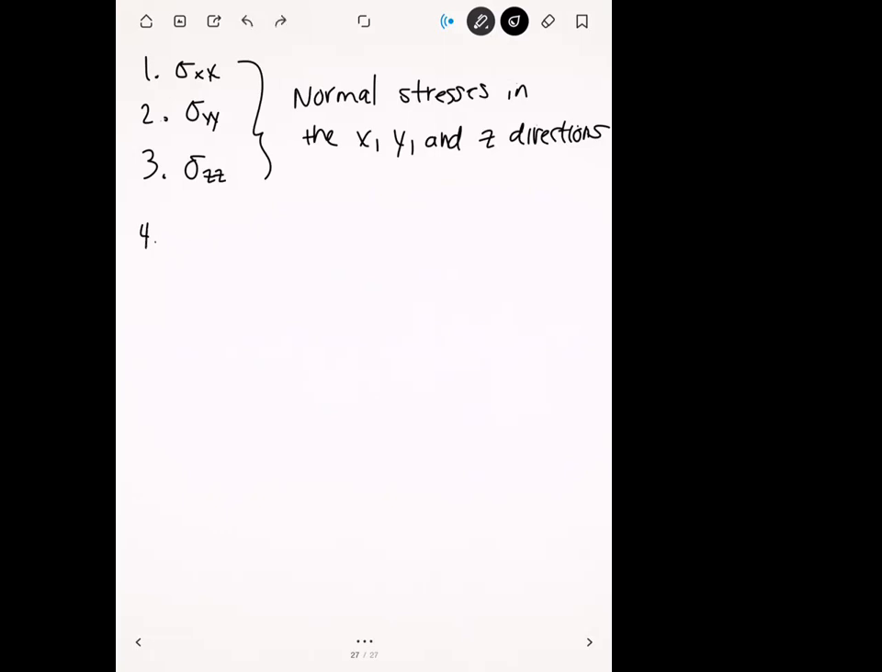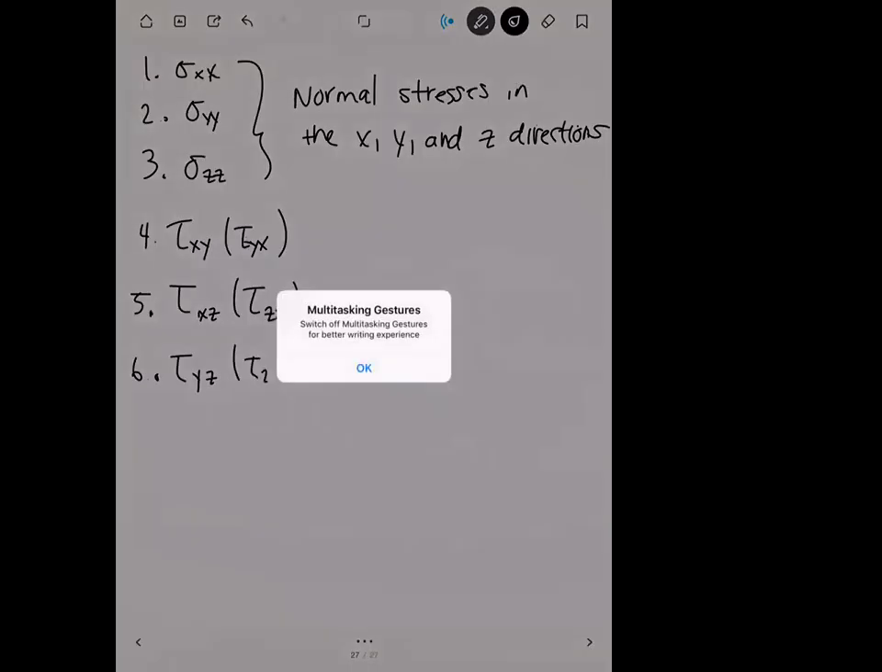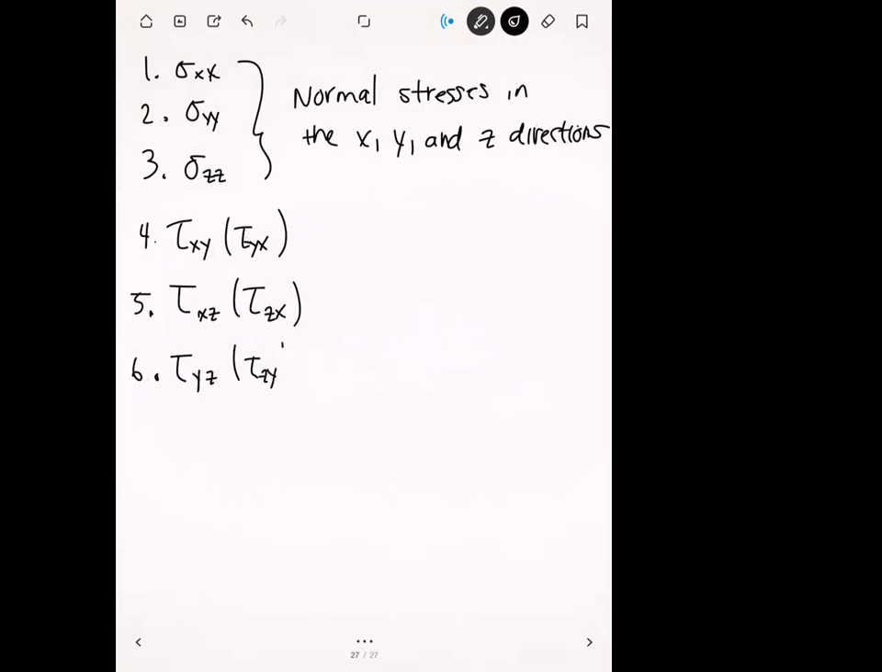Oops, that's not a tau, that's a j. Tau xy, comma, tau yx. Actually, all the shear stresses here will come in pairs, because these pairs are equivalent to each other. Okay. And so all of these are shear stresses.